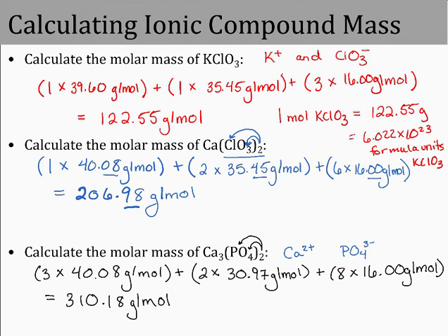Okay, so hopefully that helps a little bit with calculating masses for these ionic compounds. So again, it is really similar to calculating molecular weights, but if you have multiple polyatomic ions, you do want to multiply each of the elements within that polyatomic ion by the subscript.